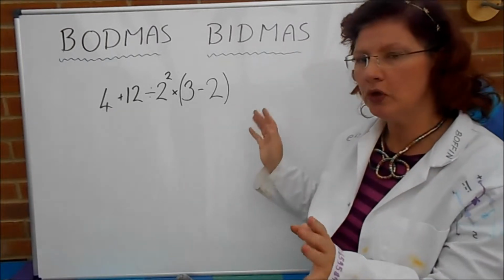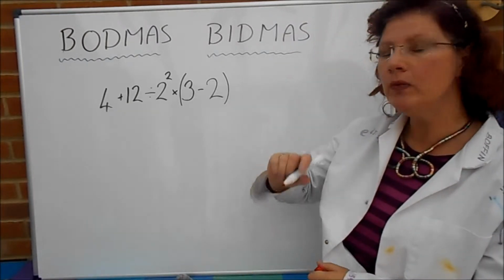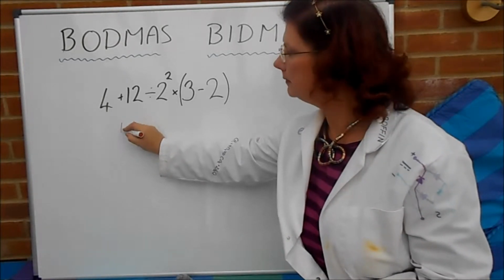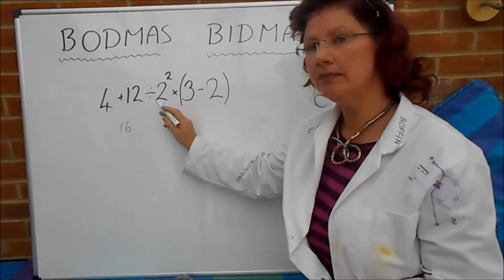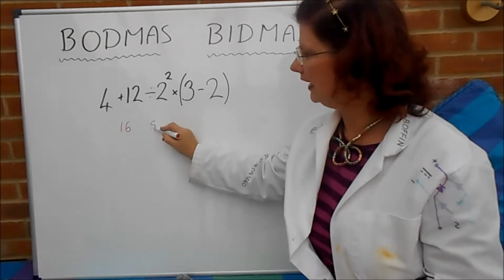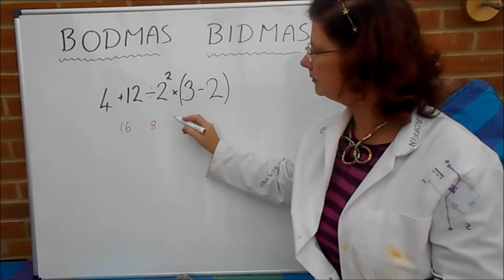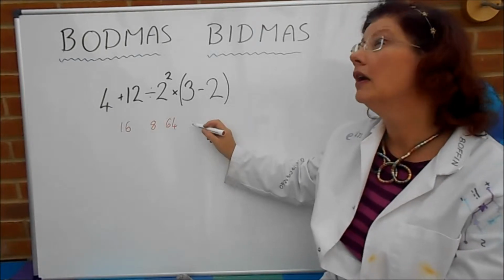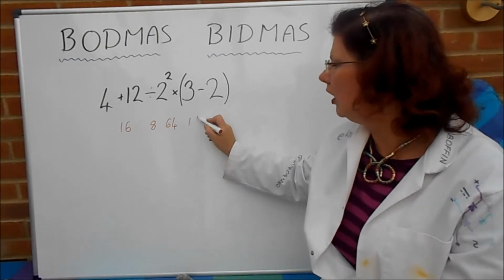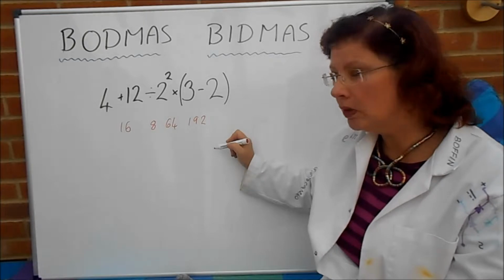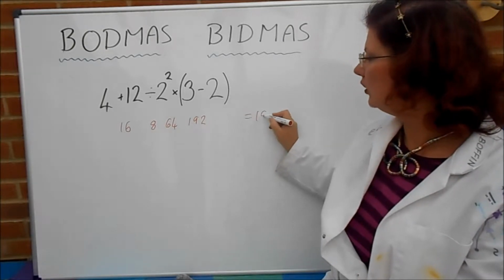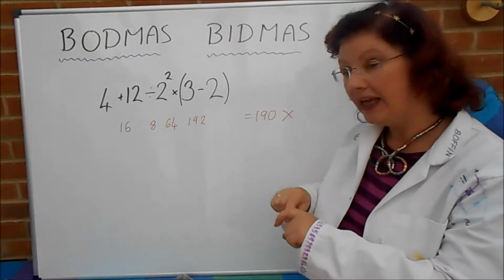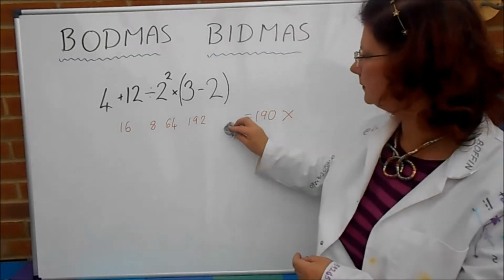So just ignoring BIDMAS and going left to right, we would do 4 plus 12, that's 16. Then we'd divide it by 2, that would give us 8. Then we'd square it, that would give us 64. Then multiply it by 3, which is 192. And then we take away 2 and we get 190. And it's wrong. Here is the right way to do it.